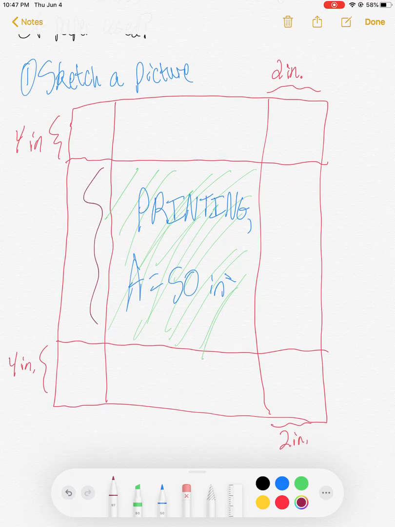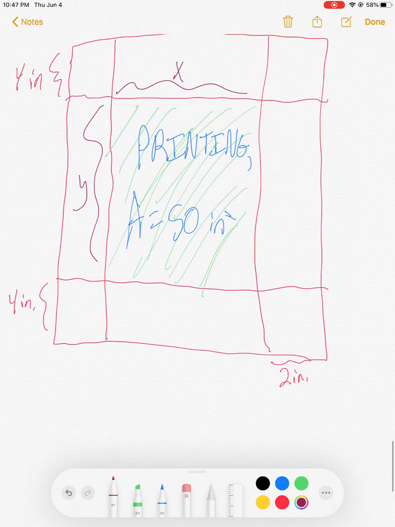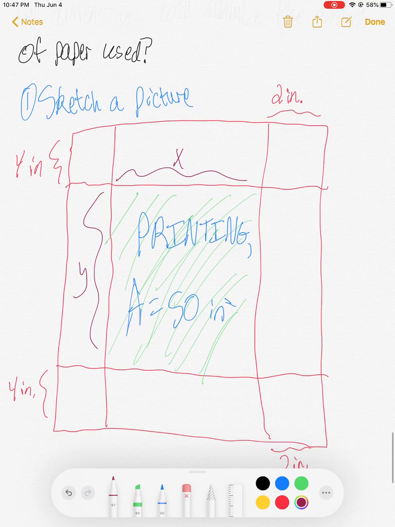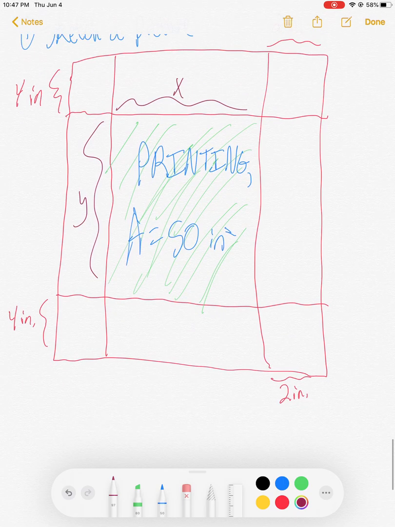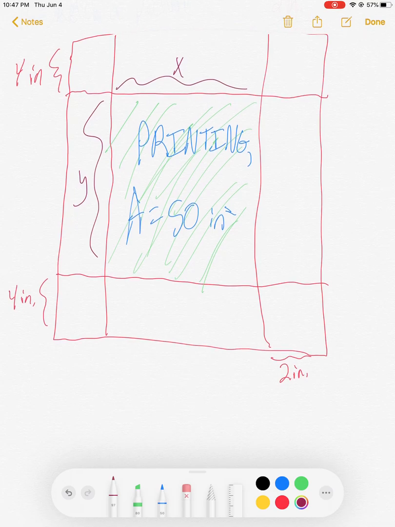Now I'm going to label the 2 sides of this printing area. I'm going to label the height as y. Let me make that more clear. So this is y, and I'm going to call this x. So far, so good?